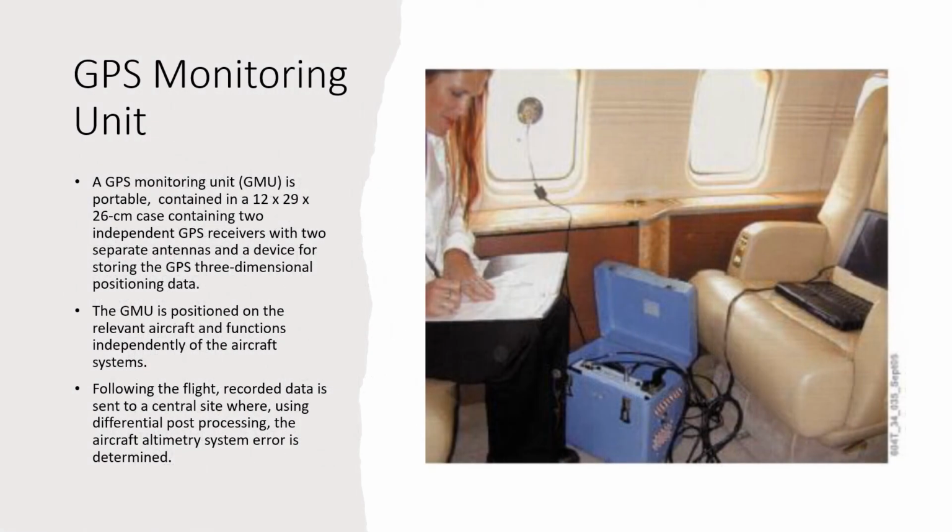The other method is using a GPS monitoring unit. So this is portable, you carry it on board the aircraft. It's got 2 independent GPS receivers, 2 separate satellites, and a device for storing the data, the GPS 3-dimensional positioning data. So the GMU is positioned on the relevant aircraft and functions completely independently of aircraft systems. It's entirely standalone. Once a flight has been completed, the recorded data is then sent to a central site where, using differential post-processing, the aircraft altimetry system error is then determined.